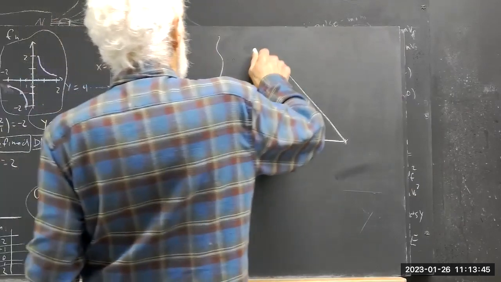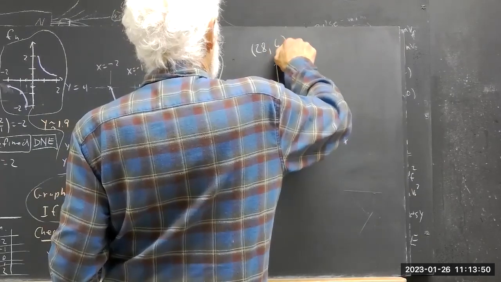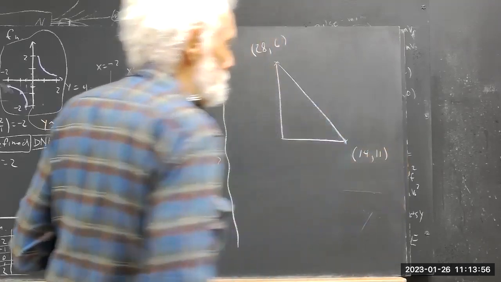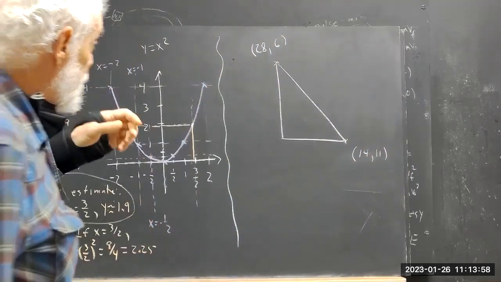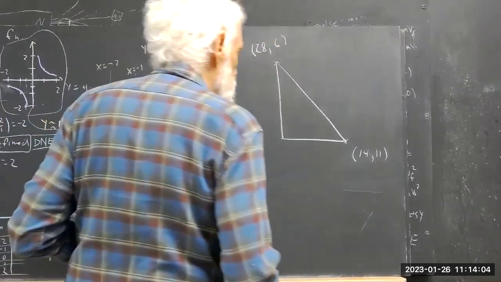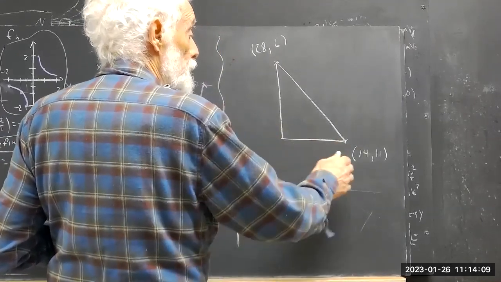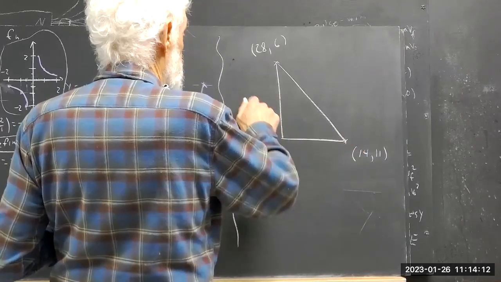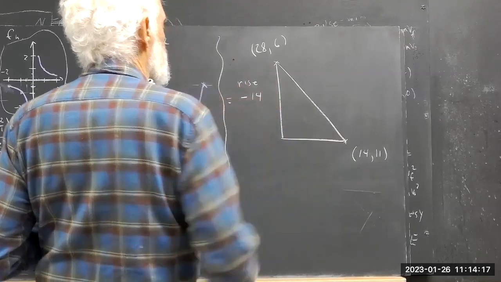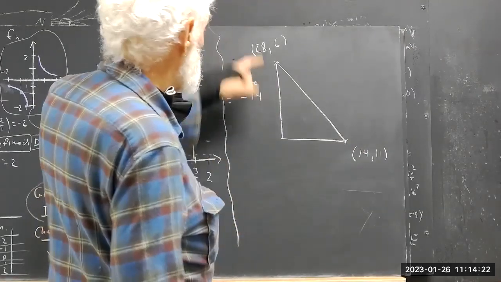So let's say that my points are (28, 6) and (14, 11). Okay. Then labeling is really pretty simple. Generally, we think left to right, and if we follow that convention, rise is negative 14, right? 28.